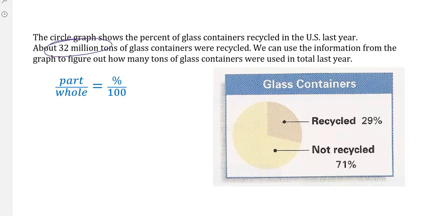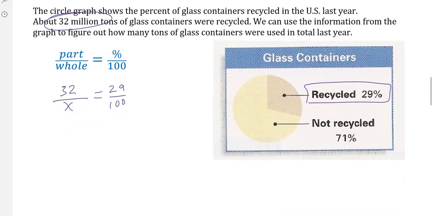So we know that, according to the graph, 29% were recycled. So that's 29 out of 100 were recycled. And that 29% is 32 million. Now I'm not going to write 32 million, I'll just write 32. And what we're looking for is how many tons of glass containers were used. So that's the ones that were recycled and not recycled combined. So we're looking for the whole number here. We know the percent, but we're trying to find what is the whole that 32 million is the part of.